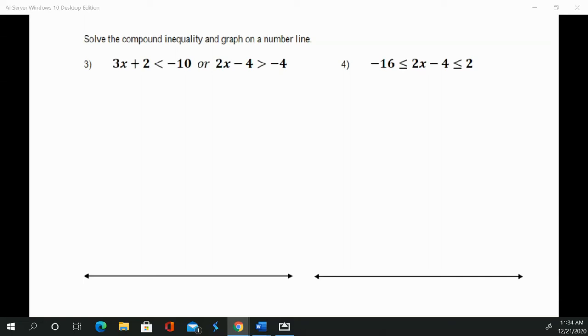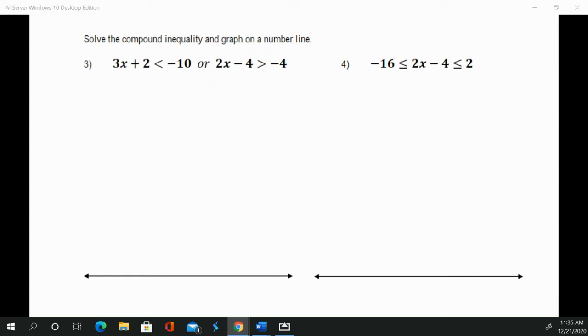This is the video for the Jamboard practice that we completed for the 2 days of reviewing of 2-5 on solving compound inequalities and 2-6 on solving absolute value inequalities. So first we started with numbers 3 and 4, which are solving compound inequalities.